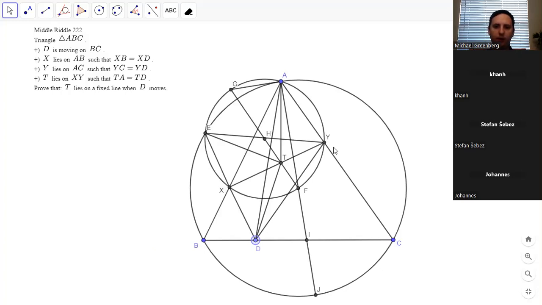So we want to show FXB plus FYC is 180. We know that FB equals FC. So it's kind of like we want to show that when you put together triangles FXB and FYC, they make a cyclic quadrilateral because one of their sides are equal, FB and FC, so you can glue them together. And we want to show that when you do that, it's cyclic.